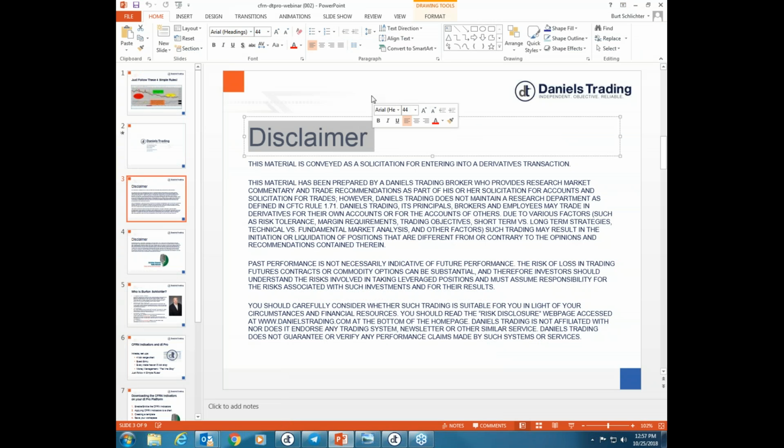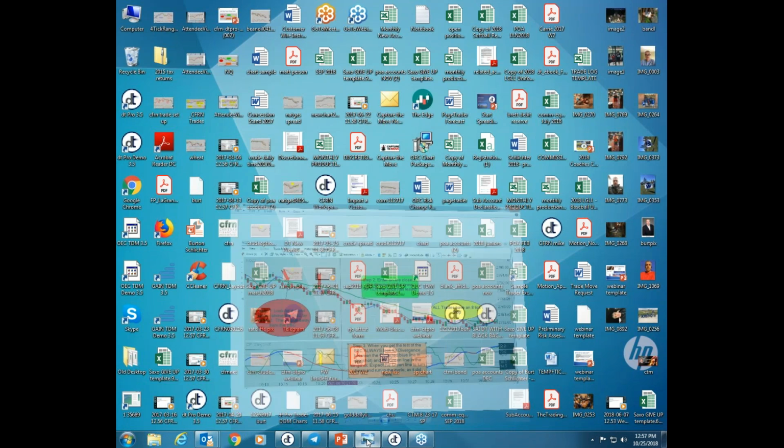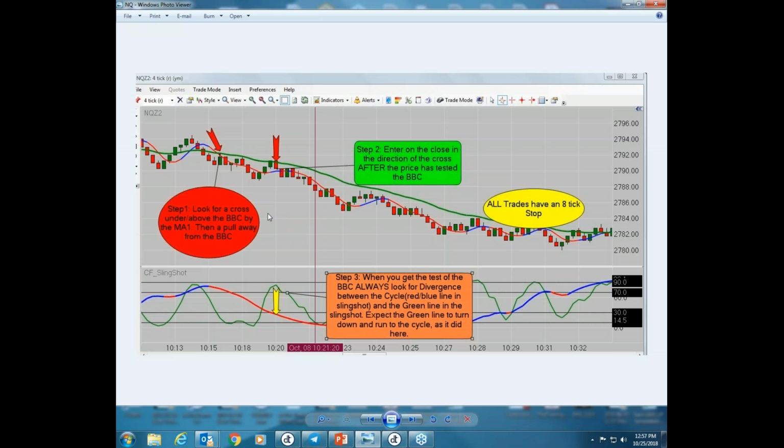Okay? The good thing with CFRN is that you actually do have a trading plan. It's a set of rules. Every trade has an 8-tick stop attached to it. That's a set of rules, so we kind of eliminate that. We're using aggressive risk management, so you certainly have to be in front of the marketplace.